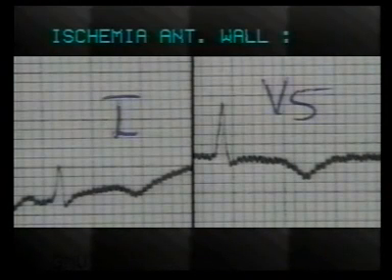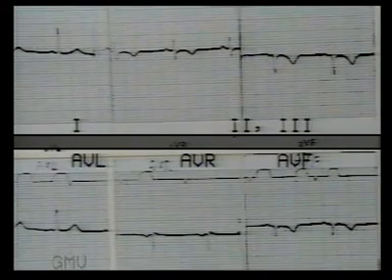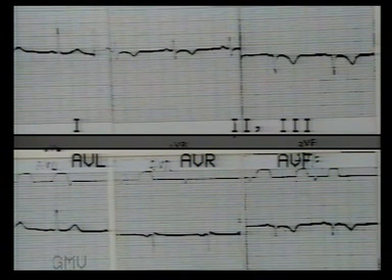This ECG shows T wave inversion in 1, AVL, V5 and V6. It indicates myocardial ischemia in anterior wall, probably narrowing of anterior descending branch. This ECG shows T wave inversion in 2, 3, AVF. This indicates ischemia in the inferior wall, probably narrowing of posterior descending artery.